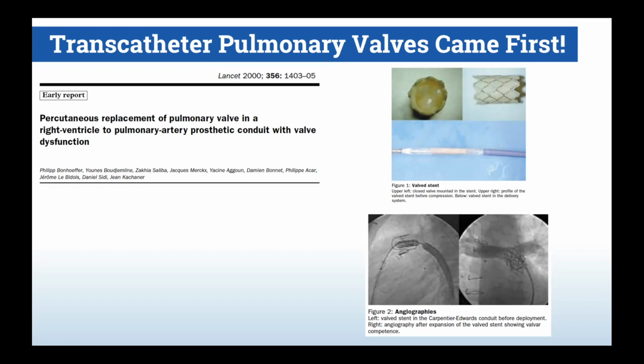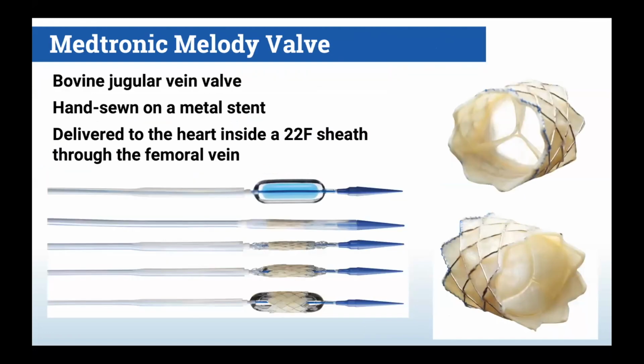So he took the jugular vein of a cow and hand sewed it onto a metal frame that we call a stent, and collapsed that onto a balloon, and then delivered it into a child's heart to act as a substitute valve within a degenerated valve the child had already received. So the old valve served as a landing zone to deliver the new valve into it. And this worked really well. And over several more years, this became the Medtronic Melody valve. It was bought out by Medtronic and is now sold as the Melody valve.